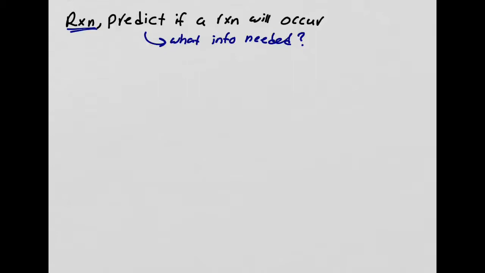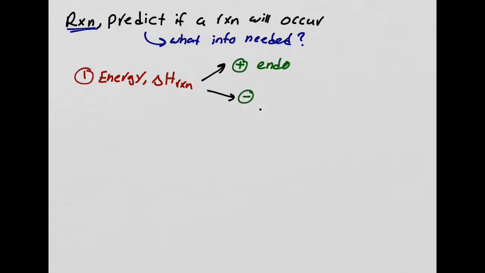The first information that you need, if the reaction is going to happen or not happen, you have to look at energy. You have to look at the delta H of the reaction. And we've talked about that so much. And if you remember, we said when you have a delta H of a reaction, you have two options. You can either have a positive delta H of the reaction, which means the reaction is endothermic, or negative, which means the reaction is exothermic.